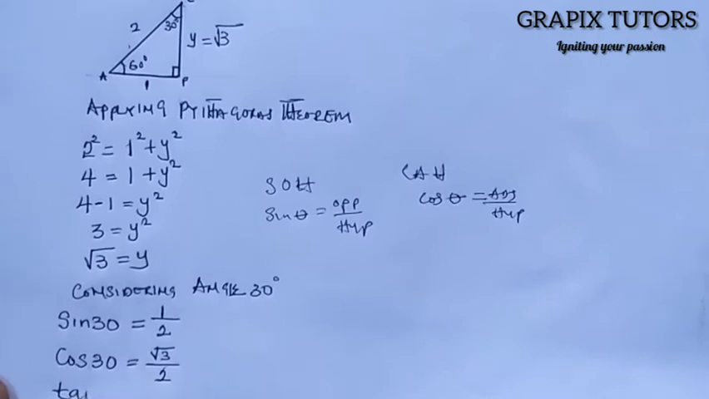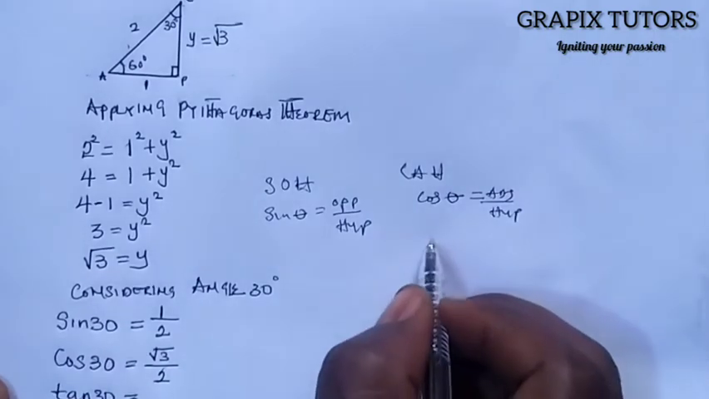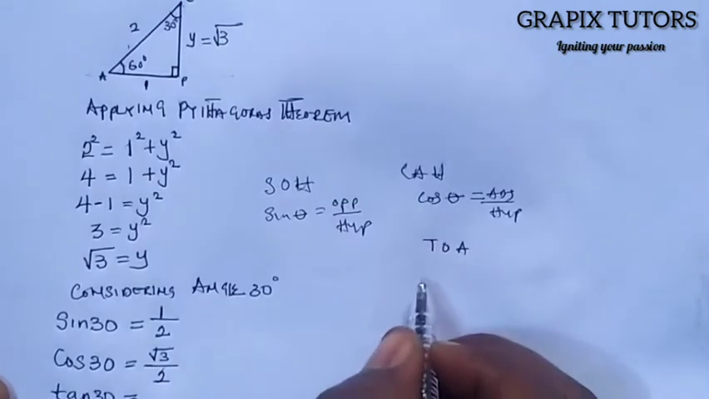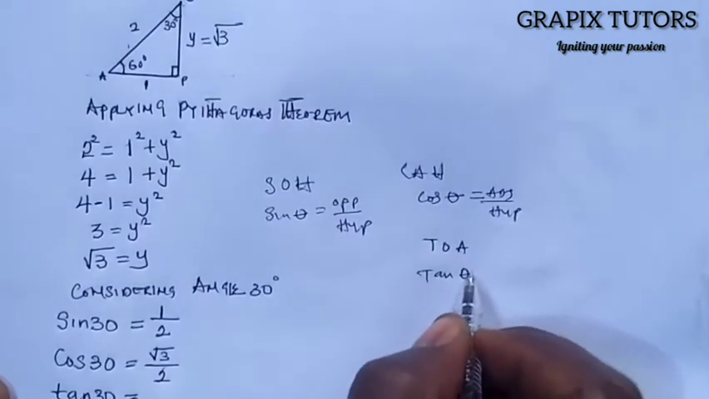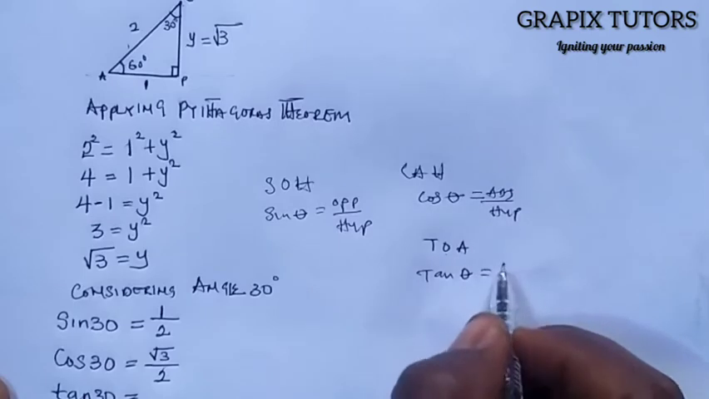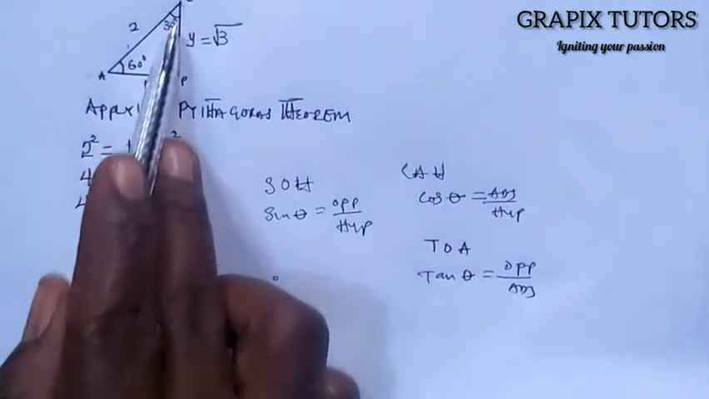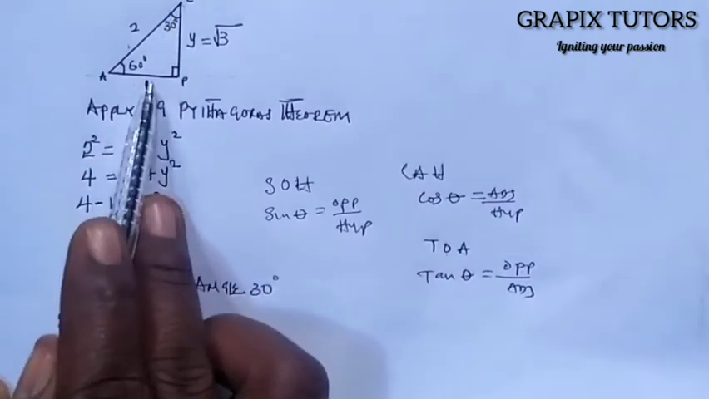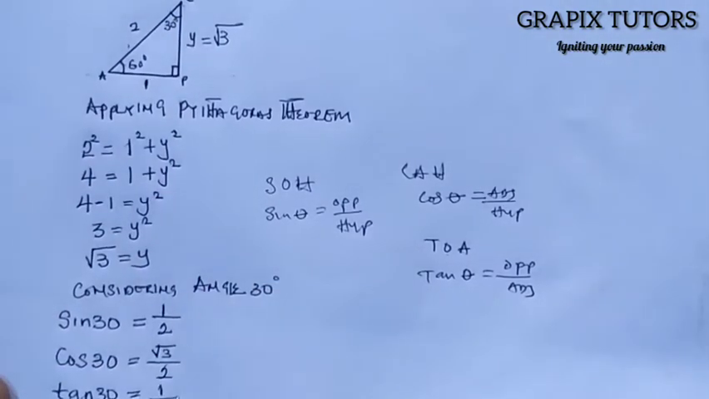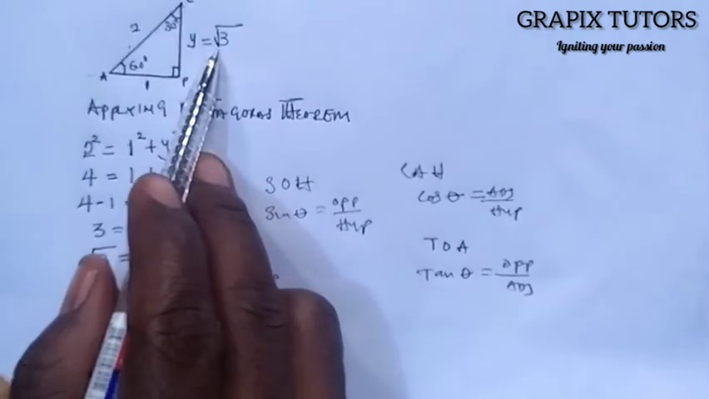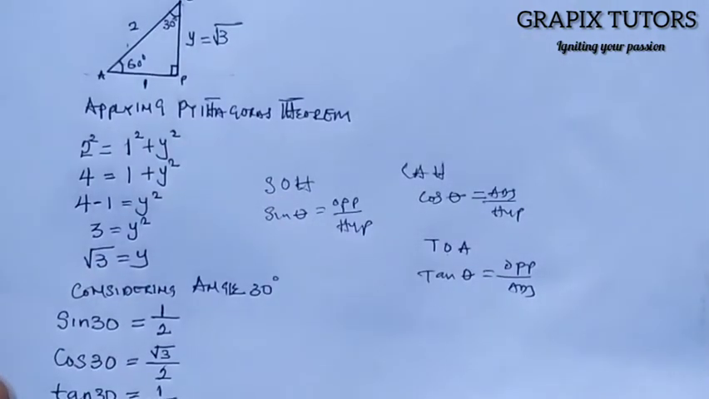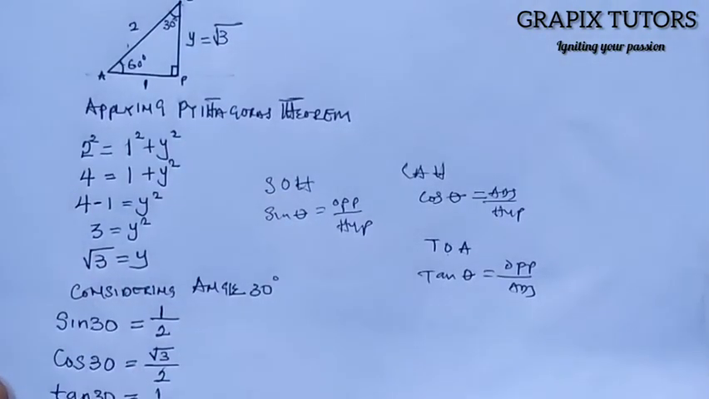Now the other one, which is what? Tan 30, because we are considering 30. From the word toa, we say tan of the angle is equals to what? Opposite over what? Adjacent. Now the opposite, like I said earlier, is where the angle is facing, which is 1, all over what? Adjacent, which is what? Root 3. This is my root 3. So this is what we're having when we start analyzing each of these angles. Now we are considering angle 30.